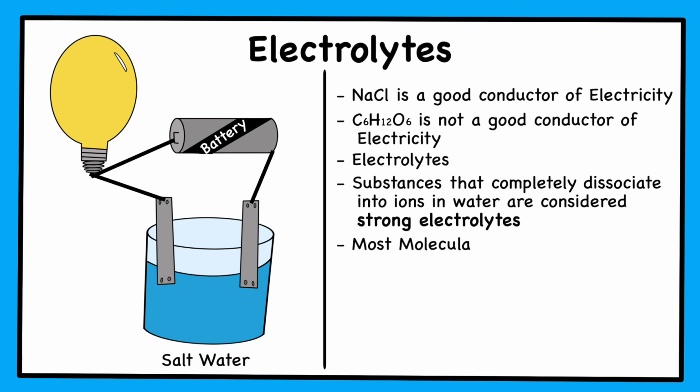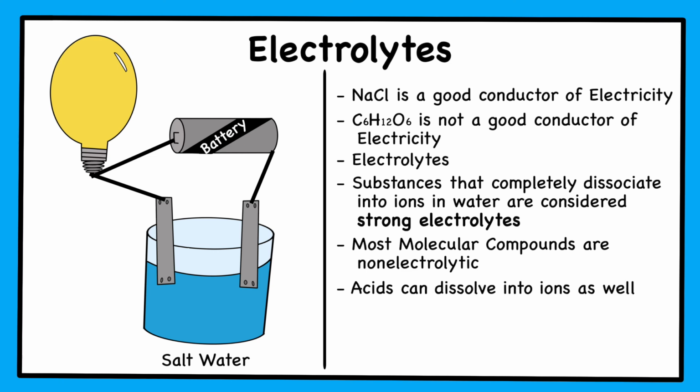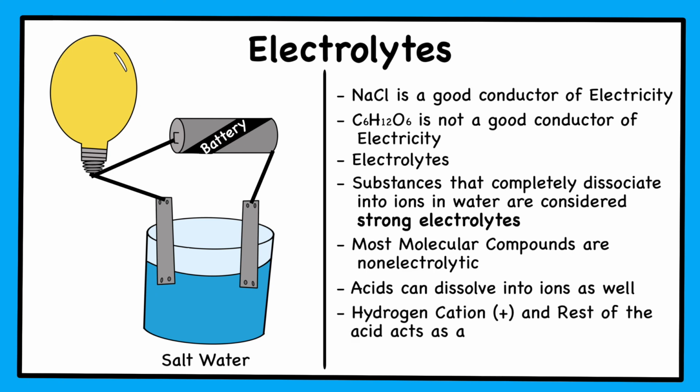Like our sugar solution, most molecular compounds, with the exception of acids, do not conduct electricity well. They do not dissociate into different charged ions, so there are no terminals for electricity to travel through. Because these substances do not dissolve into ions or conduct electricity, they are considered non-electrolytic or non-electrolytes. Despite acids being molecular compounds, acids can dissolve into ions too. This is because most acids contain hydrogen cations, and the rest of the acid acts as an anion.